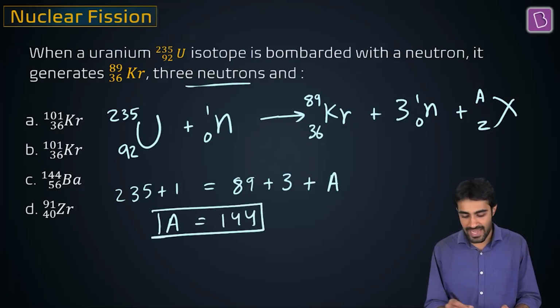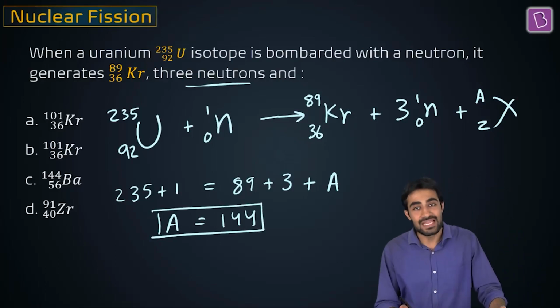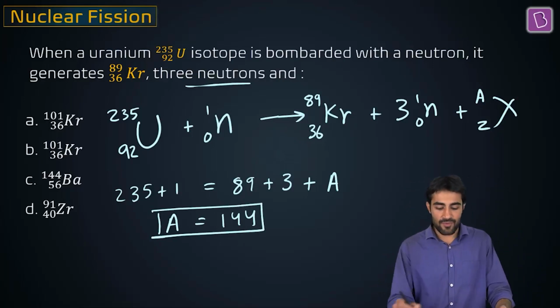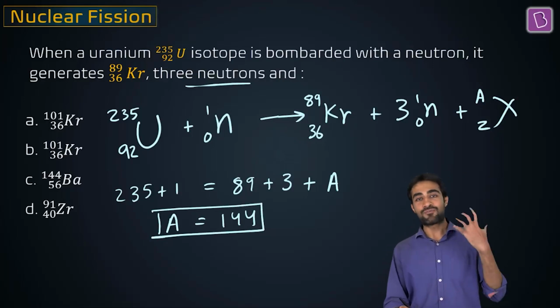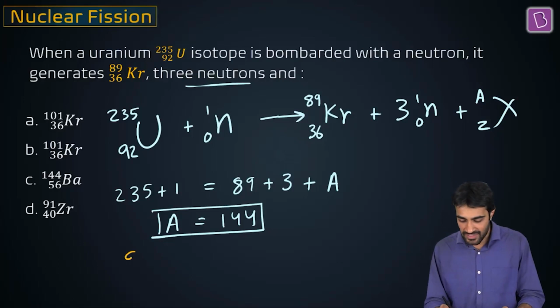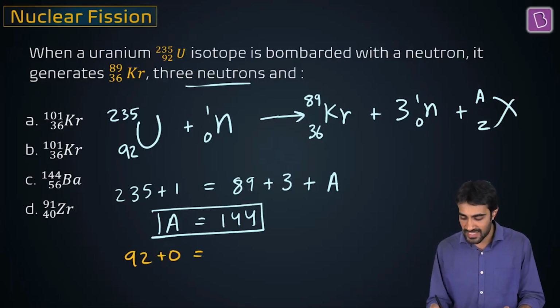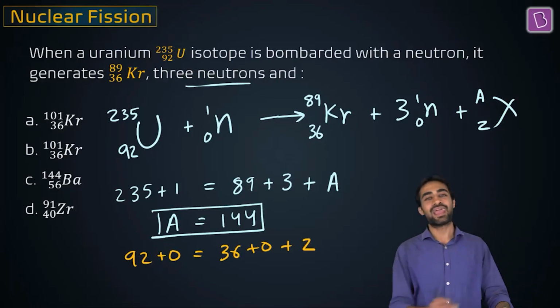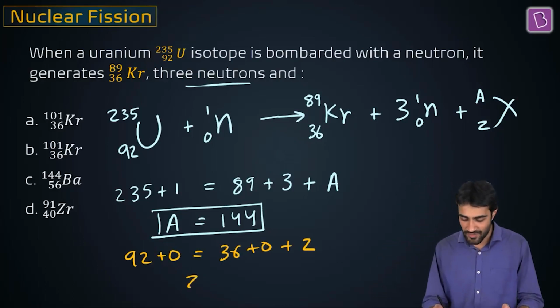So we obtain A. Now let's talk about Z. So we have the total charge number on left hand side as the total charge number on the right hand side. 92 plus 0, this is equal to 36 plus 0 plus Z. Okay, from this we get the value of Z, which is 56.